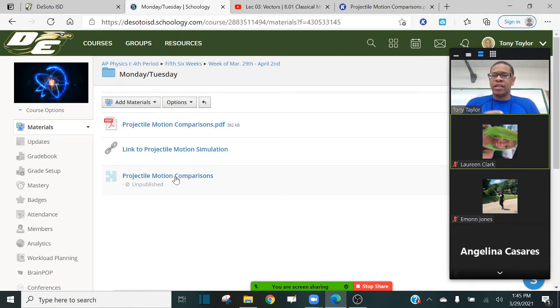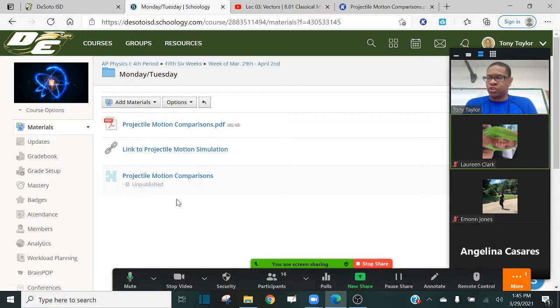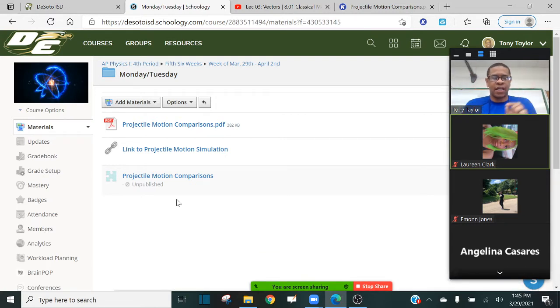Now, what is projectile motion? Projectile motion is a form of motion experienced by an object or particle that is launched near the Earth's surface and moves along a curved path under the influence of gravity. So I'm going to say that again. Projectile motion involves a particle that has been launched near the Earth's surface and follows a curved path acting under the influence of gravity. We're going to elaborate more on projectile motion today.